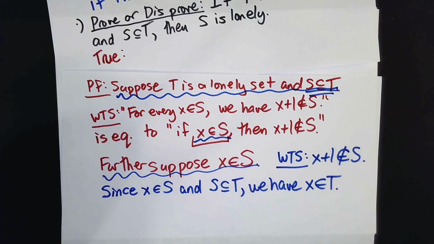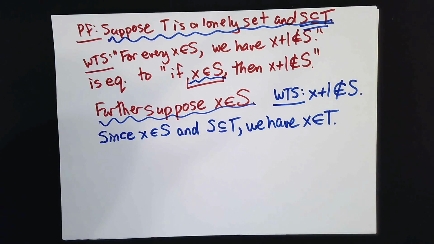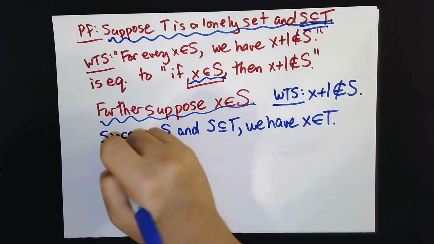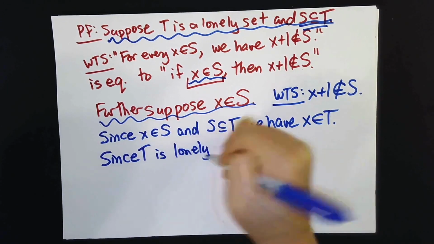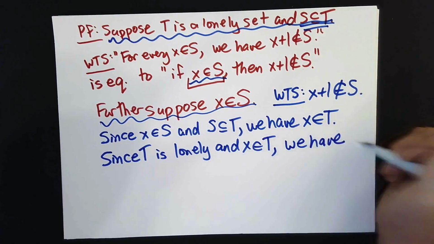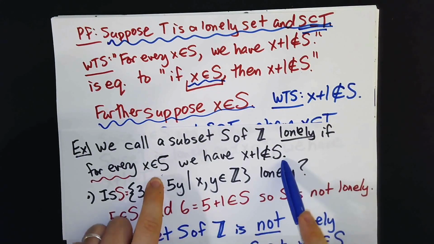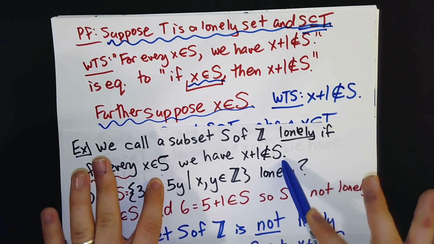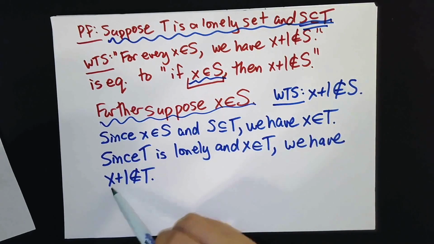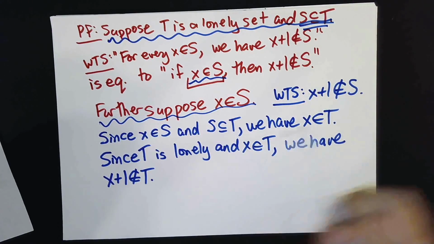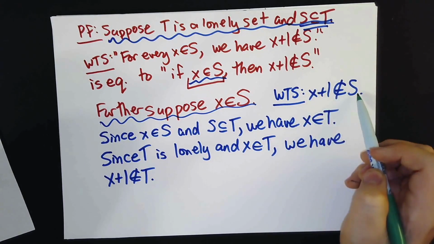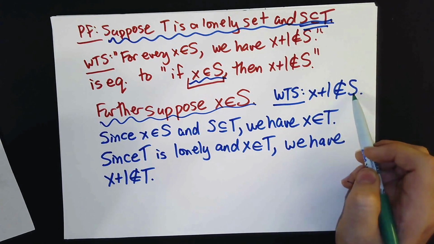But I know something about T. Namely, I know T is lonely. Namely, since T is lonely, and x is in T, x plus 1 is not in T. How do I know that? That is literally the definition of being lonely. But of course, I don't want to know that x plus 1 is not in T. I want to know that x plus 1 is not in S. How am I going to get that piece of information?